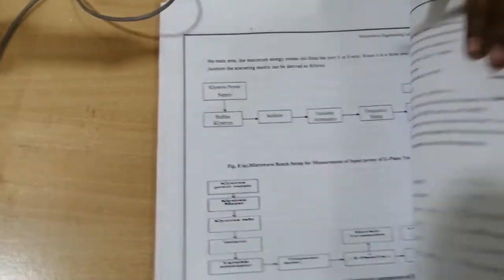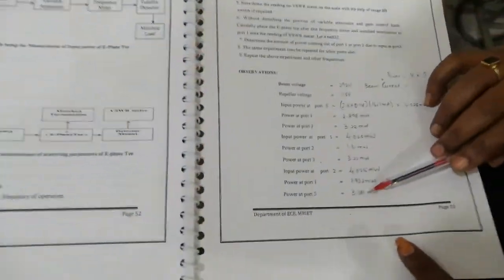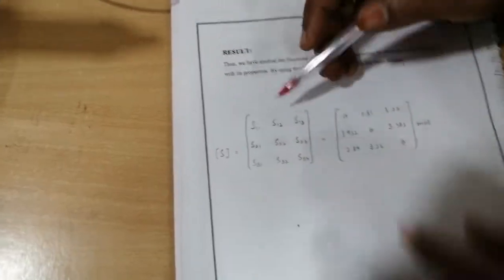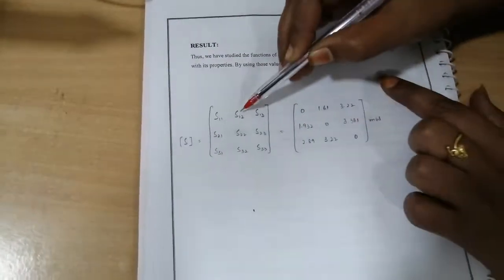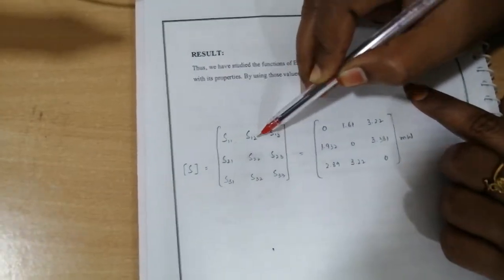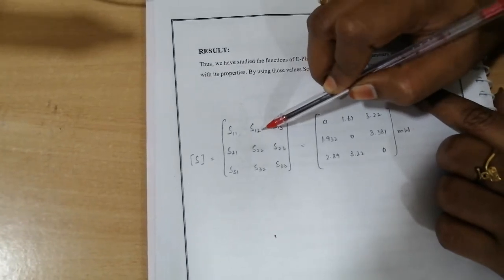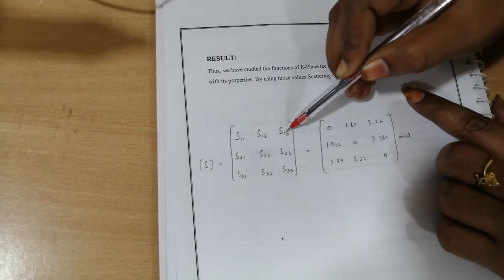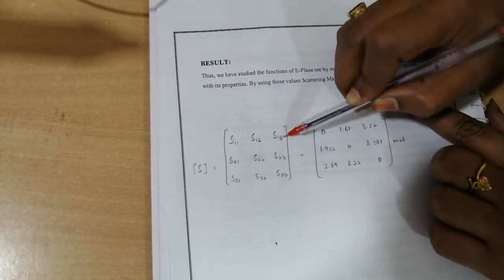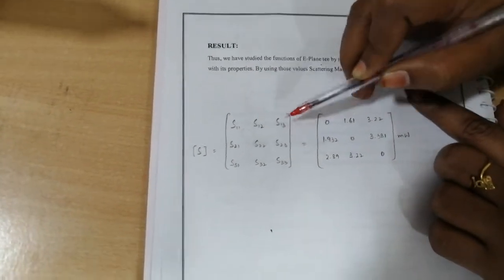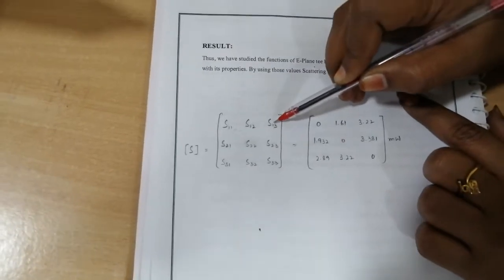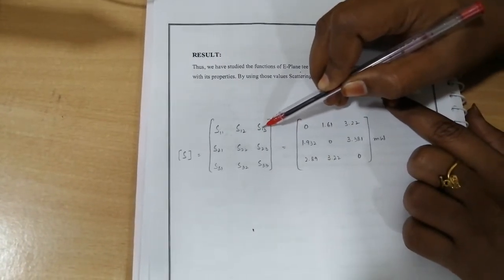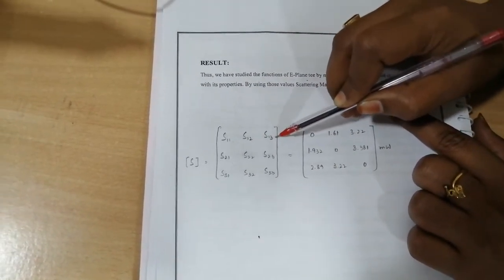So here I have calculated the readings. If I put all these together, I'll get a matrix here. For example, S12 means input I have given to port 2 and output I have calculated at port 1. If I take S13, that means input I have given at port 3, output I have calculated at port 1. Means the first term is output and the second term is input.